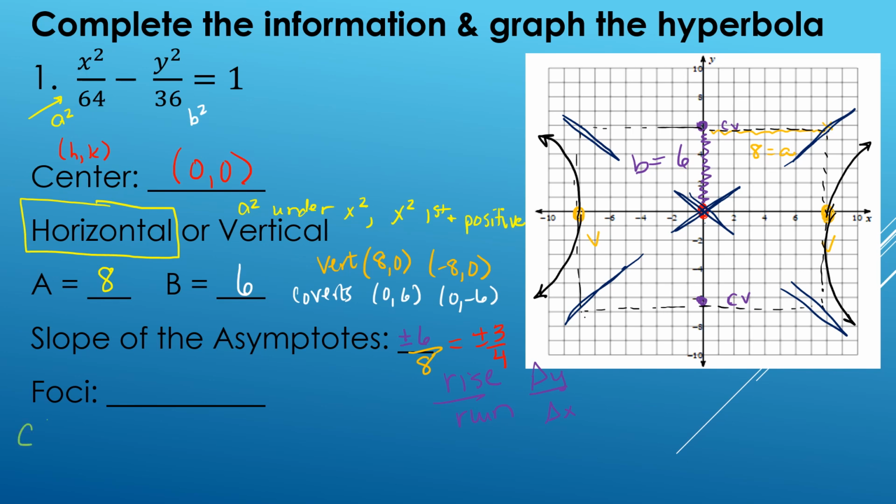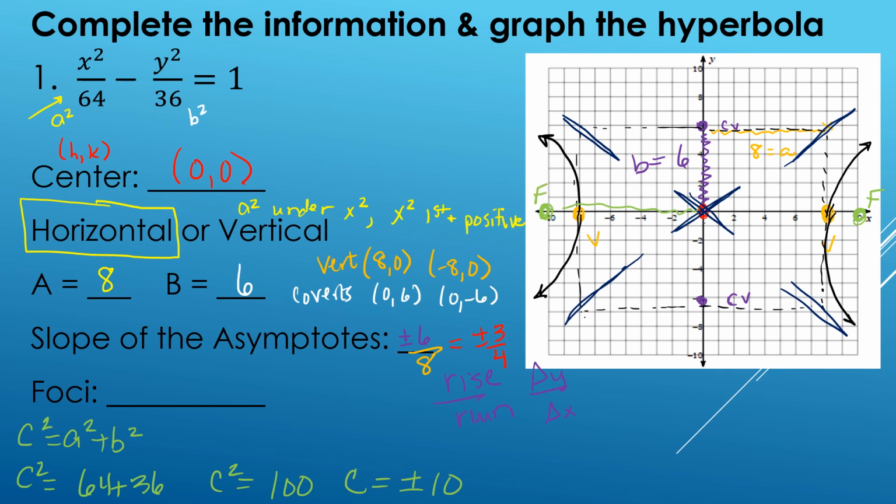So remember, it is c squared equals a squared plus b squared. Our foci are the points from the center out past, in this case, the vertices. So c squared is going to be 64 plus 36. So our c squared value is 100, which means that c is both positive and negative 10. So we would travel 10 units to the left and put a foci, and 10 units to the right and put a foci, or a focus point.